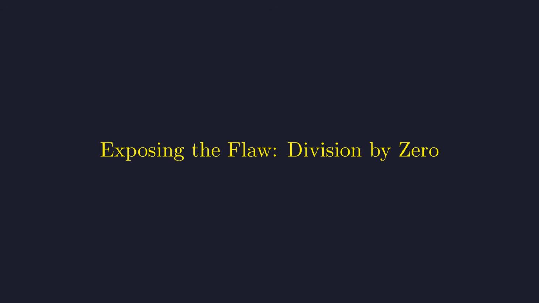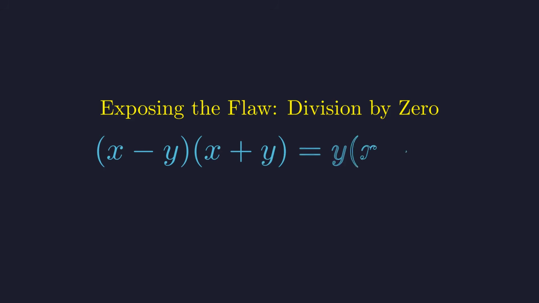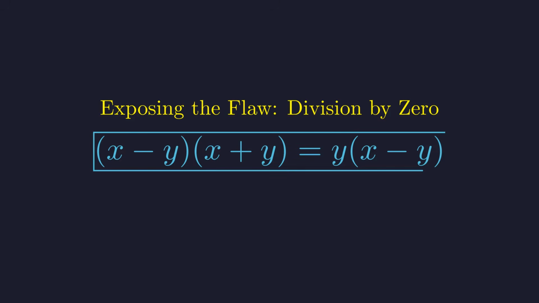Let's go back and find the flaw. The error is actually quite subtle. Here we have (x minus y)(x plus y) equals y times (x minus y). This factoring is completely correct. The problem is when we canceled the factor x minus y. But think about it. What is x minus y actually equal to?